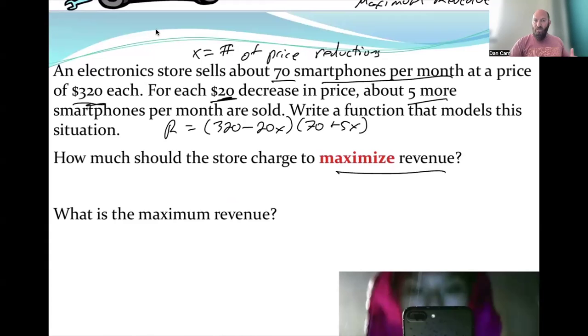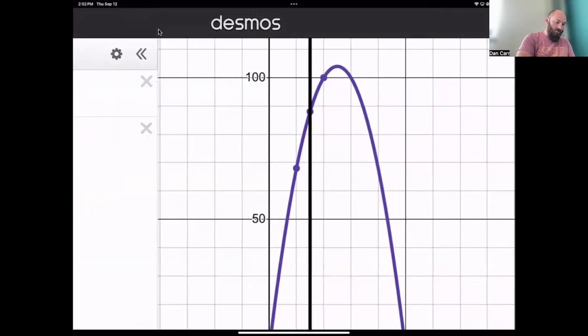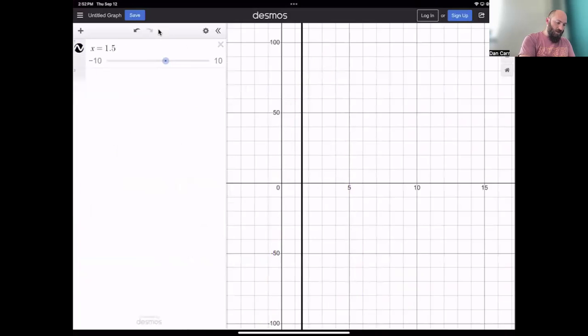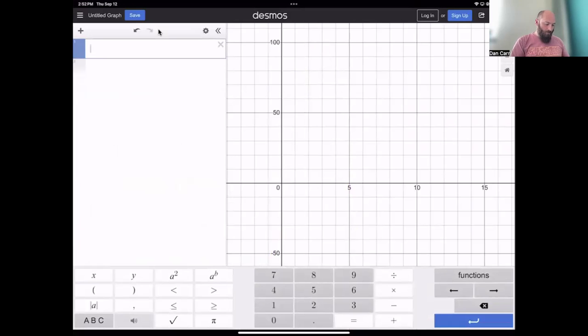I'm going to go back to Desmos and take a look at that. One nice thing about Desmos is I can just type it in exactly like this. And you could do that in TI-84s as well, but I think it's a little bit easier in Desmos. So that's 320 minus 20X and then 70 plus 5X here. Okay. Get rid of that old one. So we got parentheses 320 minus 20X parentheses, and then another one is going to be 70 plus 5X here.